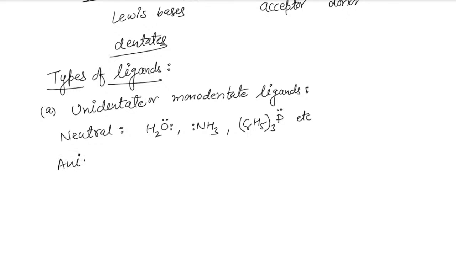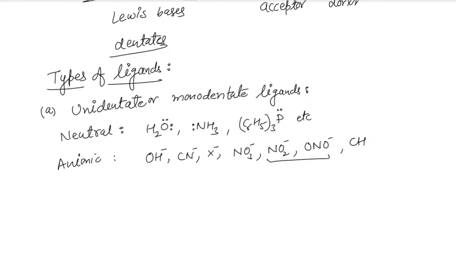Now anionic, like OH−, CN−, any halide, even nitrate, nitrite ONO−, even acetate ion. They are all anionic monodentate ligands. Got it?